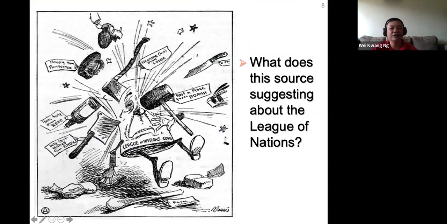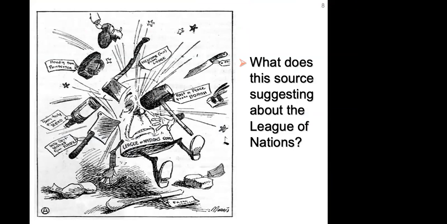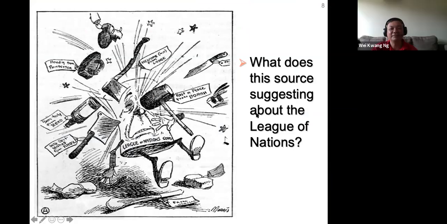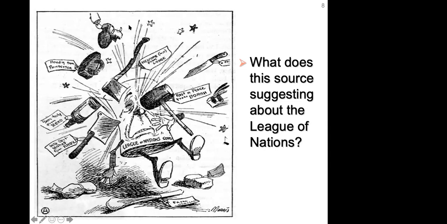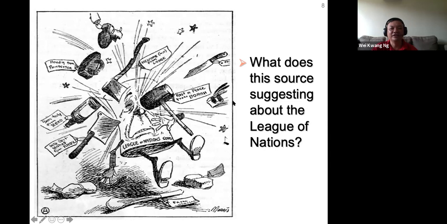Lionel, why don't you tell me, what do you see? What do you think this picture is telling you about? Like the LON is a failure, it's not working out. Yeah, it's not working out, right? So from this picture, the LON is not working. It seems to be a failure. How do you know that it is a failure?